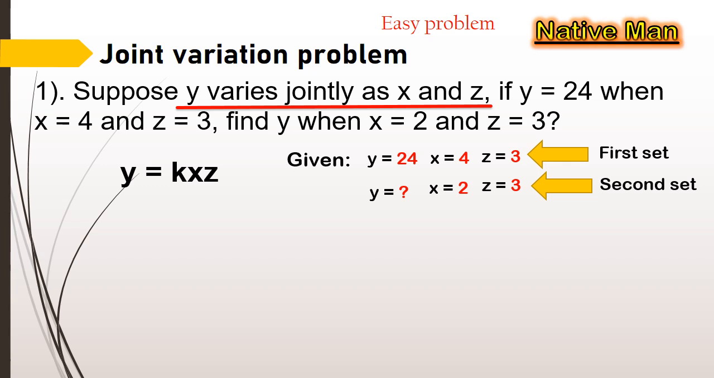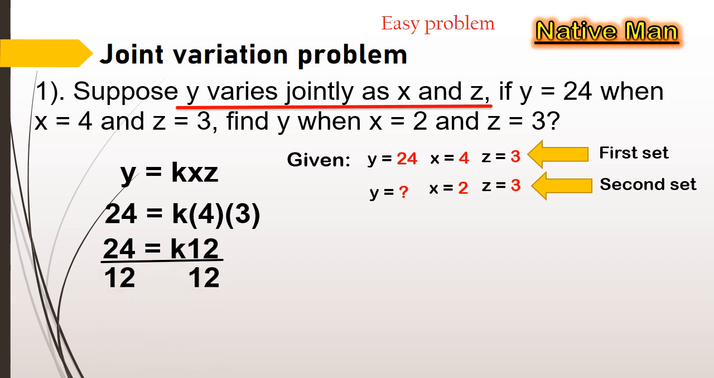Okay. So, ang unang susolve natin dito ay yung constant. So, to solve the constant, use the first set para makuha natin yung constant. So, y is 24 is equal to k, x is 4, and z is 3. So, 24 is equal to k times 4 times 3. So, simplify lang natin. 4 times 3 is 12. So, 24 is equal to 12k. And then, to remove 12, divide lang natin yung equation ng 12. So, both sides, we divide by 12. Then, cancel 12. So, matitira lang dyan sa right side ay k is equal to 24 divided by 12 is 2. So, pwedeng 2 is equal to k or k is equal to 2.